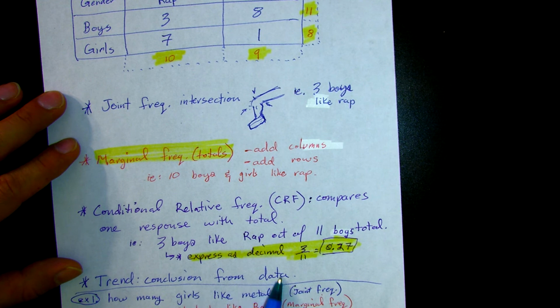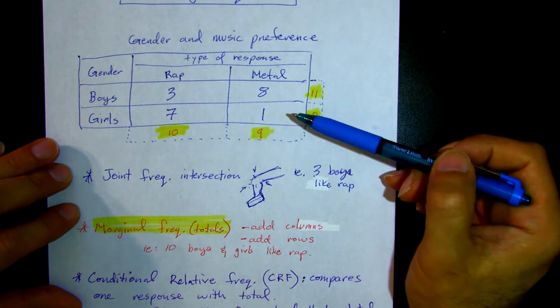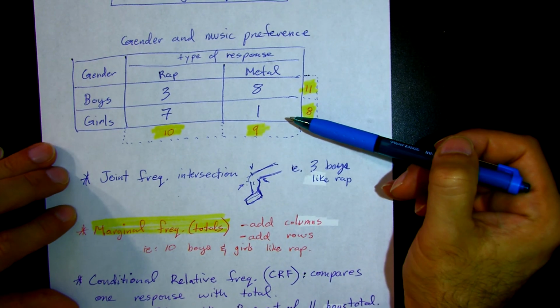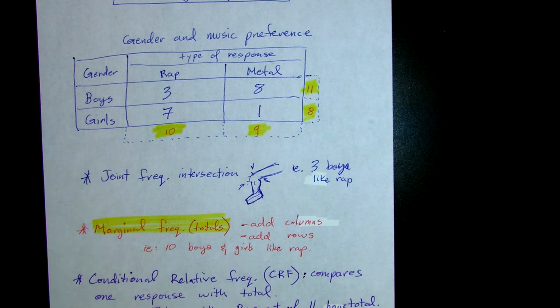But let's see, trend, conclusions from the data. What conclusions can we draw from the data? Just looking at this data, now that we've looked at it a little bit, write in the chat or unmute, and tell me, what can you conclude about this data? What's just one conclusion you can make? This group likes this more than that. There's more of this group that likes this. Just make some conclusions. What can you figure out from this? Rap is more popular. Okay.